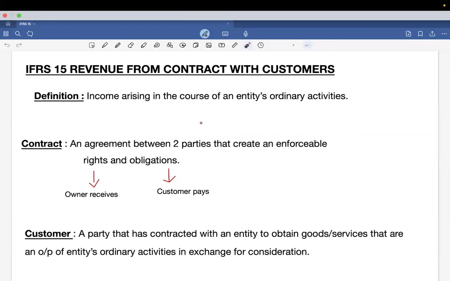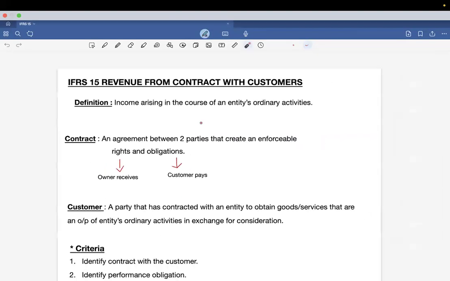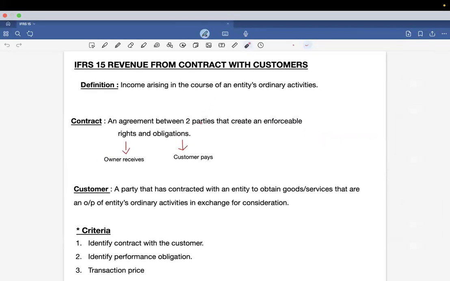One standard is IFRS 15, Revenue from Contracts with Customers. There are actually two parts to this standard. The first part, the easiest part, will be covered in this session, and the second part will be covered only once we start the FS.